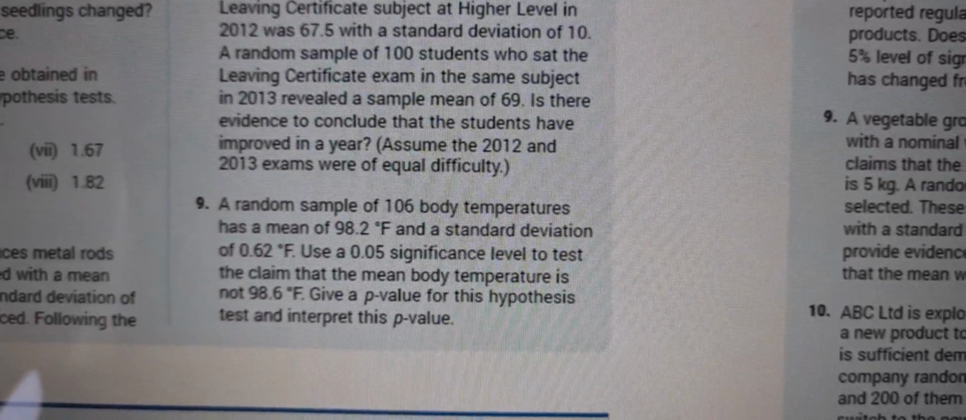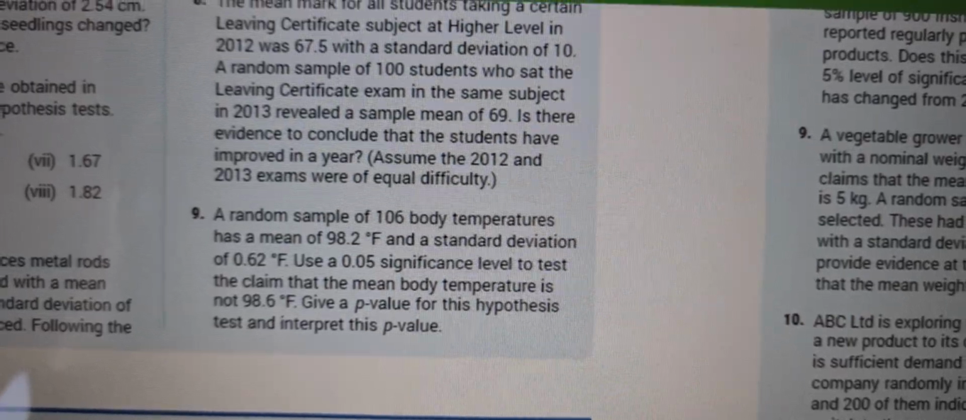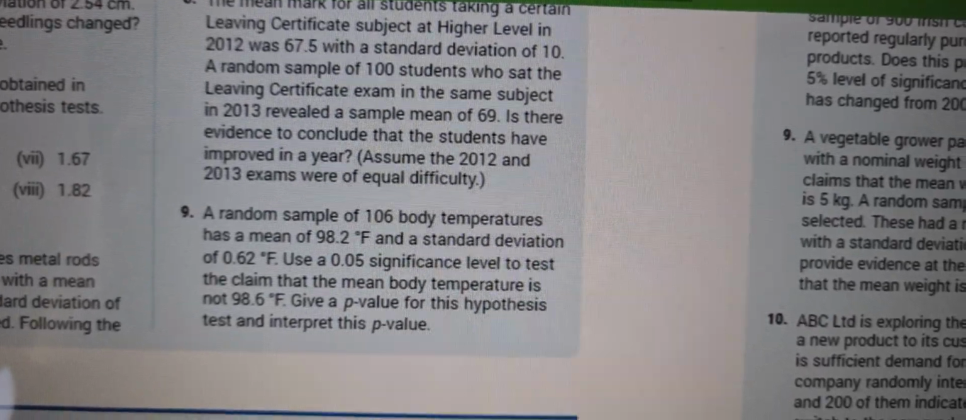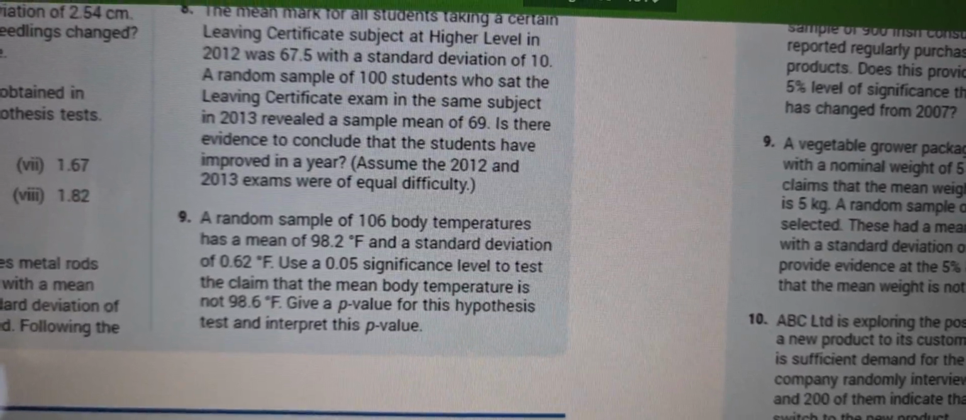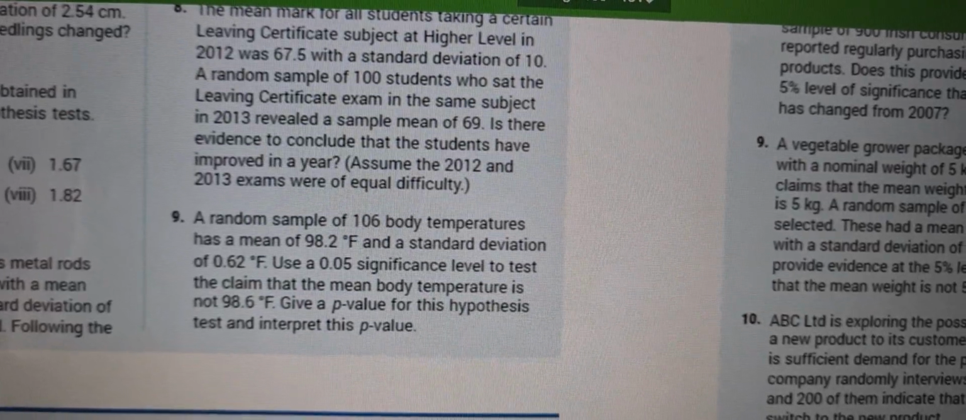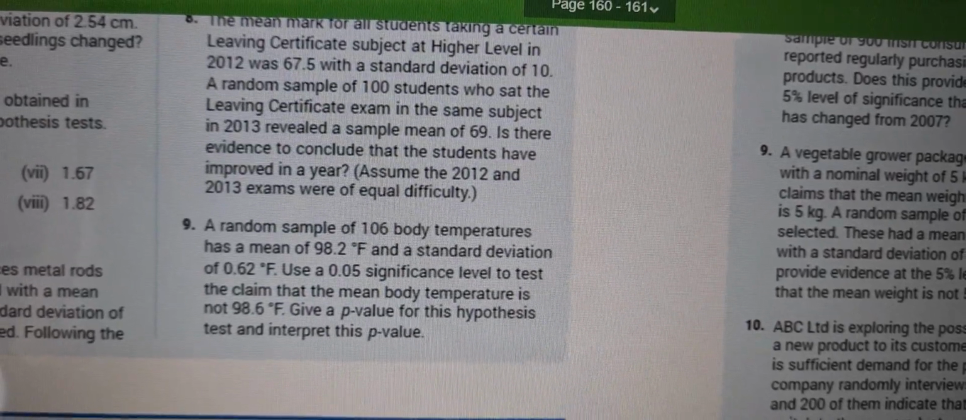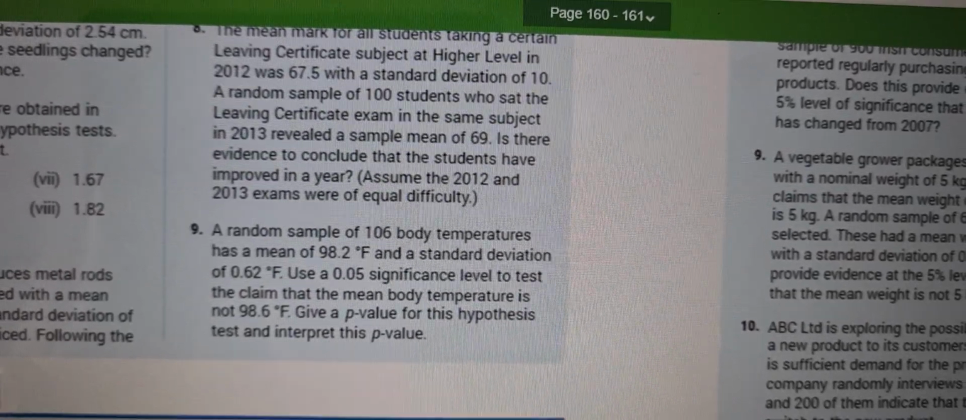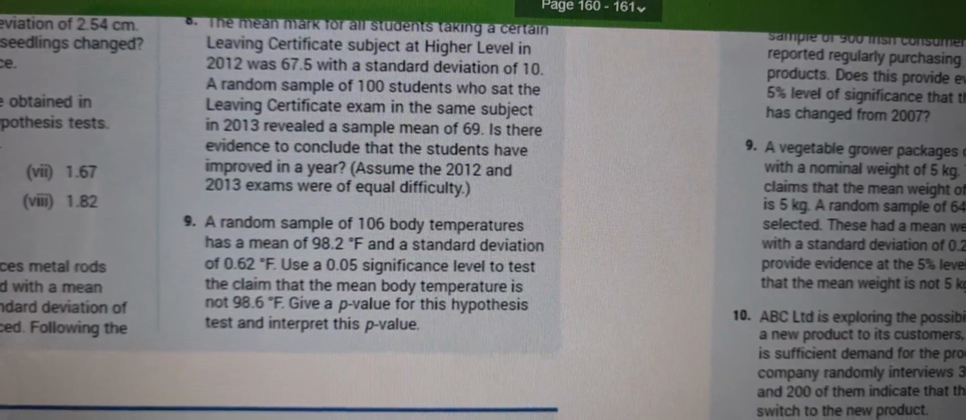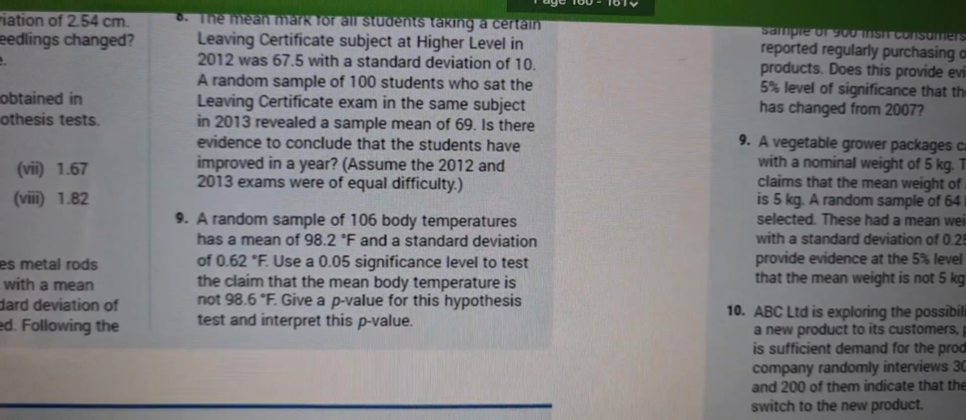Question 9. A random sample of 106 body temperatures had a mean of 98.2 degrees Fahrenheit and a standard deviation of 0.62 degrees Fahrenheit. Use a 5% level of significance to test the claim that the mean body temperature is not 98.6 degrees Fahrenheit. Give a p-value for the hypothesis test and interpret that result.